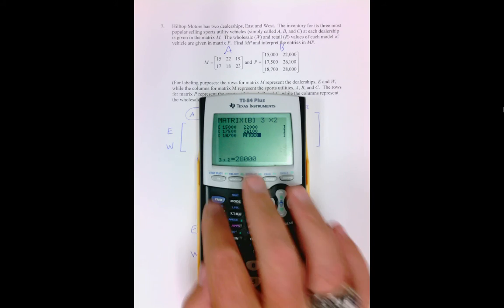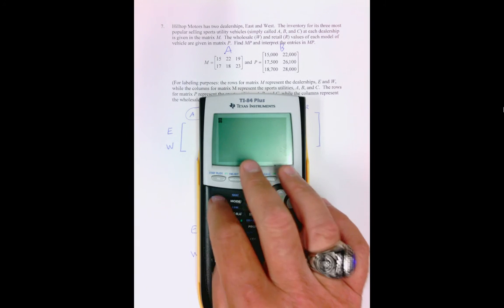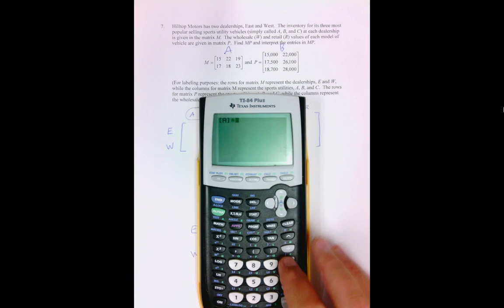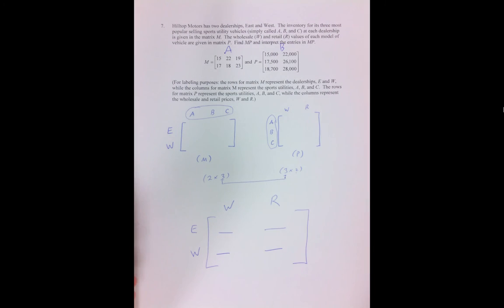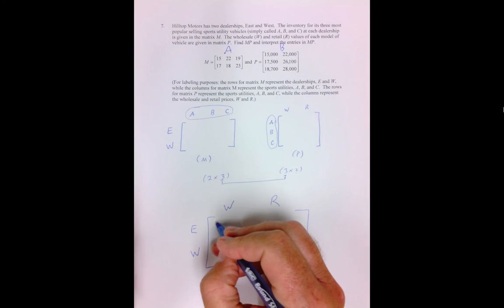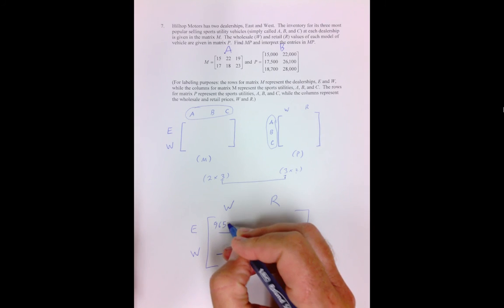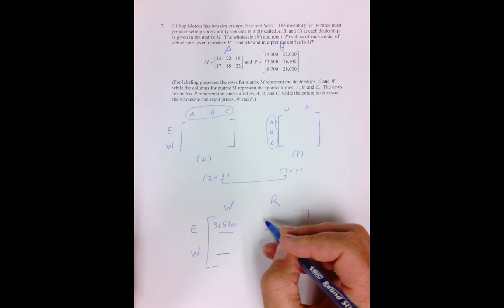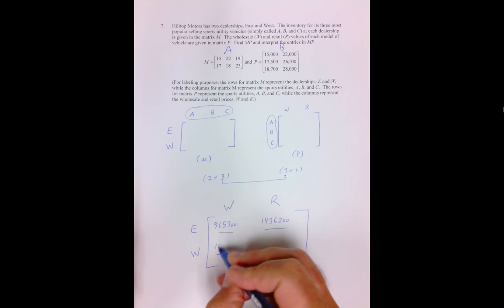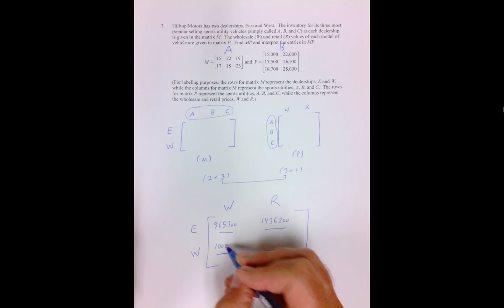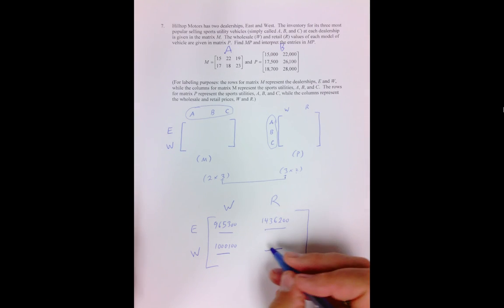All right, gang, we need to multiply A times B. That should be a simple operation. So we have, wow, 965,300, 1,436,200, 100, wow. Got to be careful writing these things down.